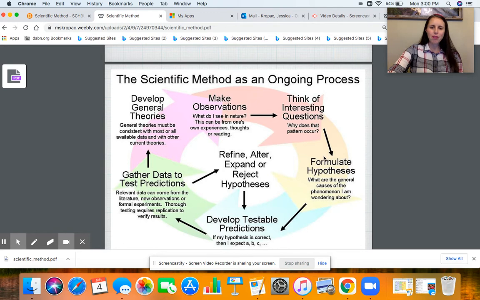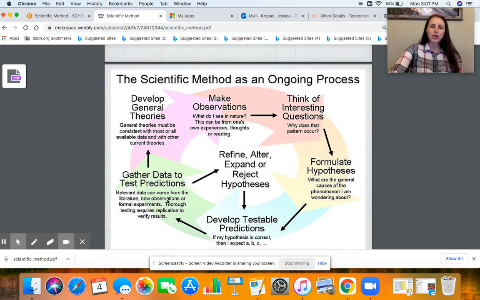Once you actually have your hypothesis, you can go through and develop testable predictions. And once you have your testable predictions, you can develop a procedure. So you would develop an actual procedure on how to test your hypothesis. How would you test if adding water is going to make grass grow? Once you develop a procedure, you're going to gather data. This is what's known as doing the experiment. So you're going to do your experiment to gather data to either accept or reject your hypothesis.